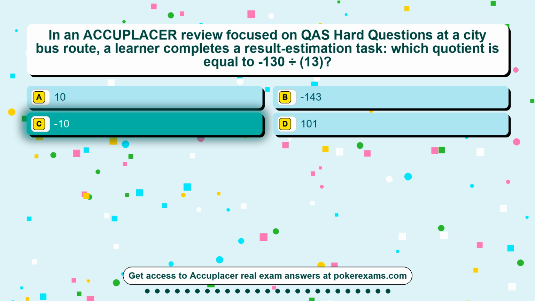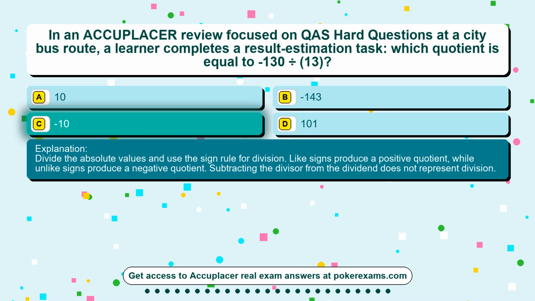The correct answer is option C, -10. Divide the absolute values and use the sign rule for division. Like signs produce a positive quotient, while unlike signs produce a negative quotient. Subtracting the divisor from the dividend does not represent division.